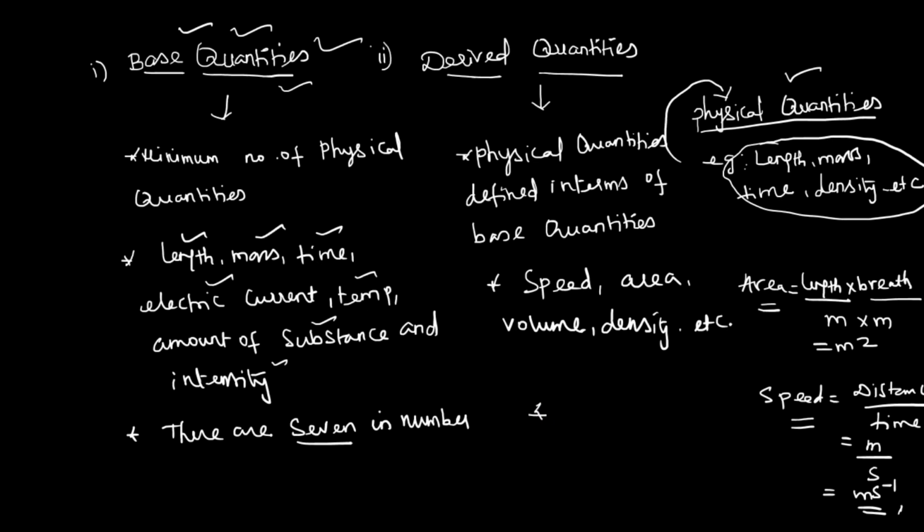In derived quantities, the number is infinite; there is no fixed number. This is the difference between a base quantity and a derived quantity. I hope you understand. Okay, next we move on to the next one.